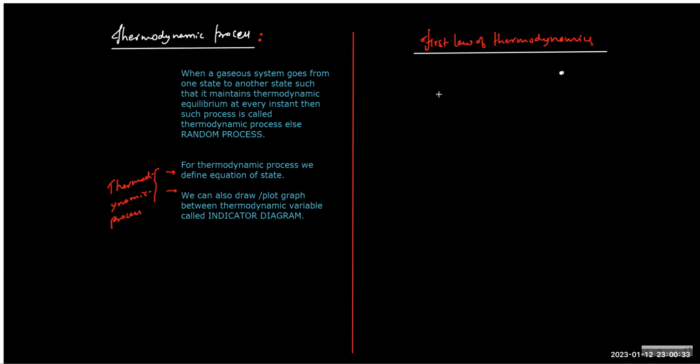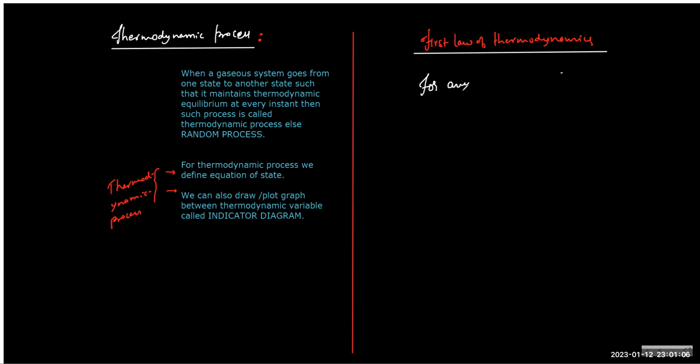So in the very beginning, physicists were not aware of something called internal energy. They never believed that a system can also store energy and give it back if required. So the first law actually talks about a cyclic process for any closed system.